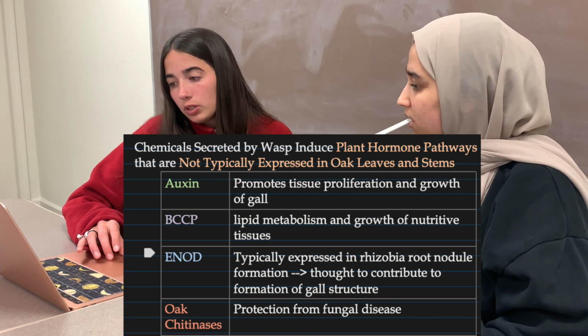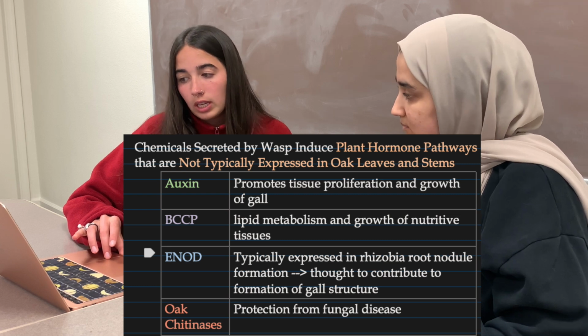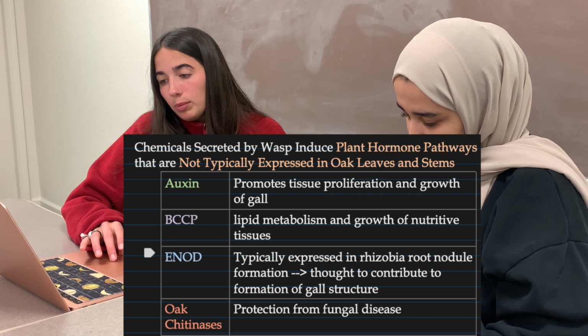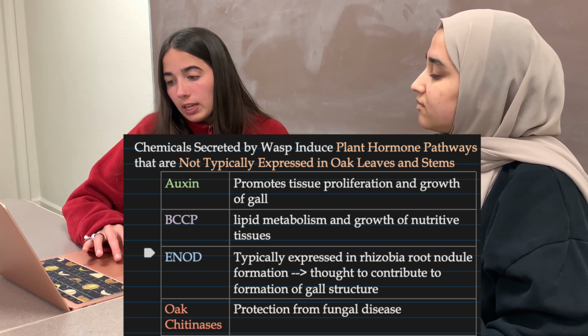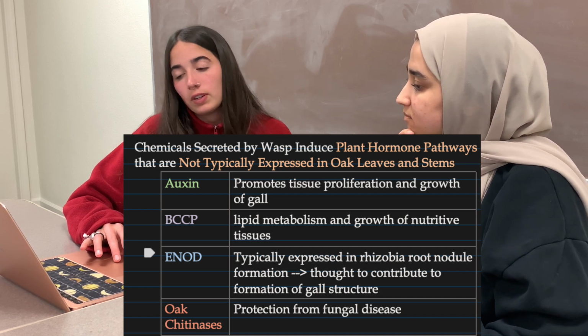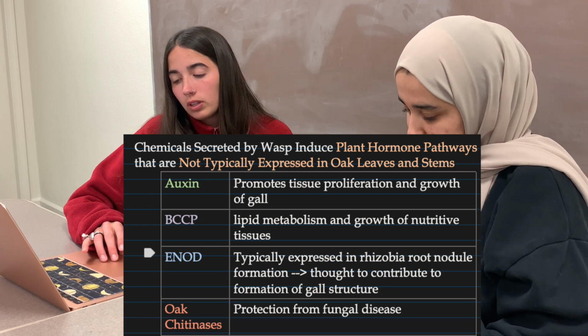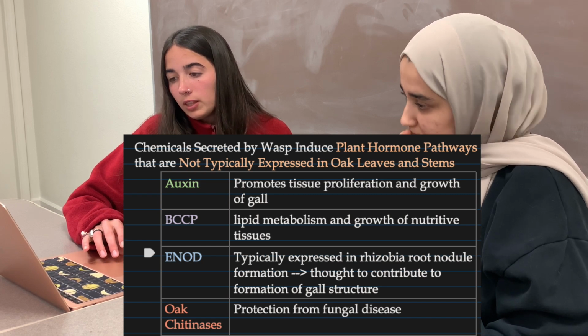Auxin is expressed early during growth. It's a phytohormone that promotes tissue proliferation and growth of the gall. BCCP is expressed early and during growth stages. It aids in lipid metabolism and growth of the nutritive tissues. ENOD is expressed throughout development, and typically it's used for formation of root nodules, which house rhizobia and do nitrogen fixation. In this case, it's thought to contribute to the formation of the structure of the gall. Oak chitinases are present all throughout development to help the gall defend against fungal pathogens.